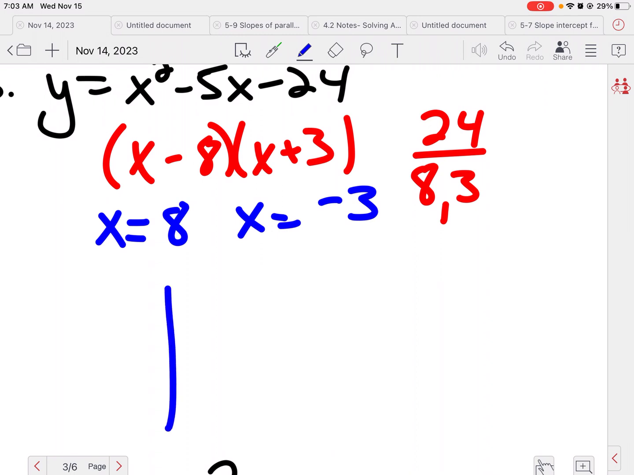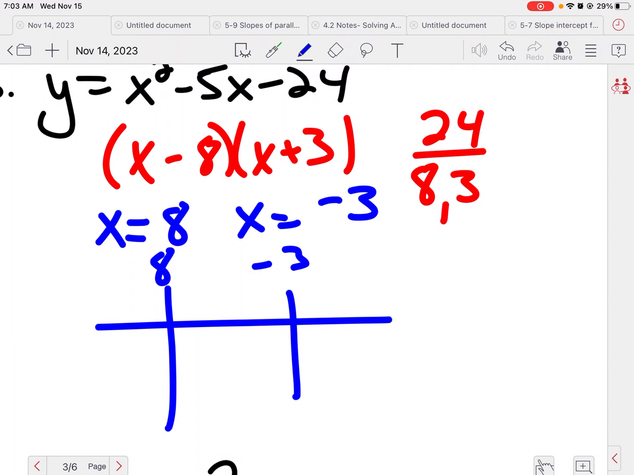So what we need to do is make a little chart here. We're going to have 8 and negative 3, okay? And we're going to choose numbers on each side of that. Actually, I'm sorry, I'm going to go ahead and put this the right way. We're going to put negative 3 first and 8 next. Next I need something smaller than negative 3, which would be negative 4. Something between negative 3 and 8, which is going to be 0. I always choose 0 if I can because it's an easy number. And then something bigger than 8, which would be 9.